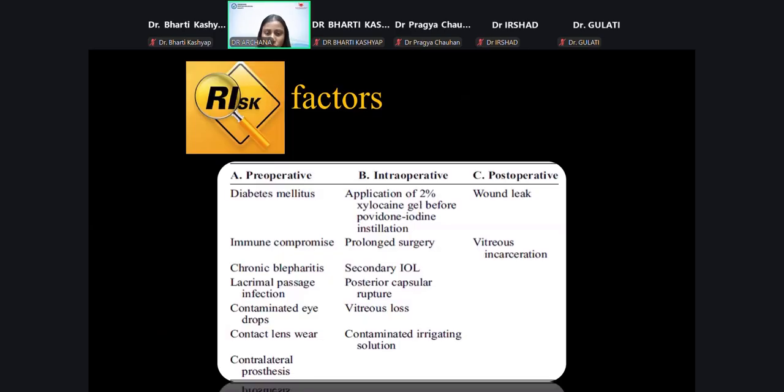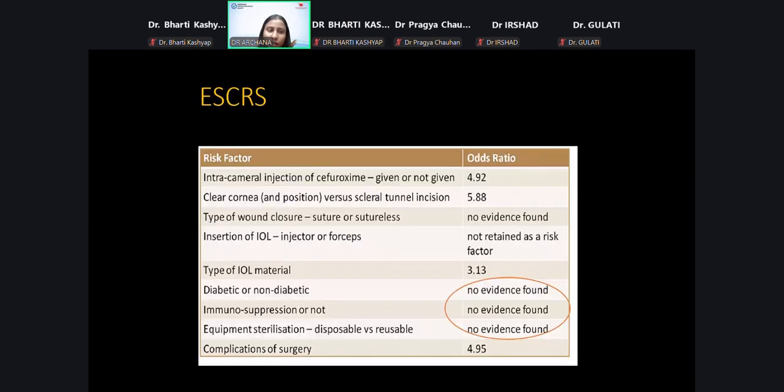So prolonged surgery, secondary IOL, PCR, vitreous loss are all risk factors. Post-operative wound leakage or vitreous incarceration are also risk factors. So ESCRS actually found this.